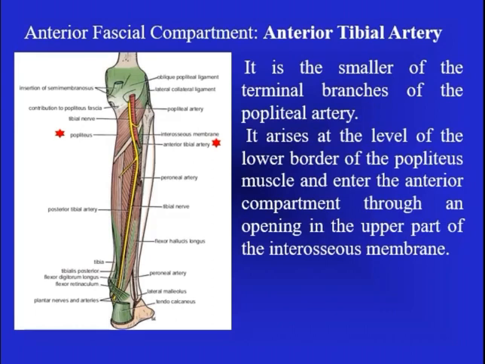Regarding the anterior fascial compartment, the main artery, also called the principal artery, is the anterior tibial artery. It is the smaller of the terminal branches of the popliteal artery. It arises at the level of the lower border of the popliteus muscle and enters the anterior compartment through an opening in the upper part of the interosseous membrane.